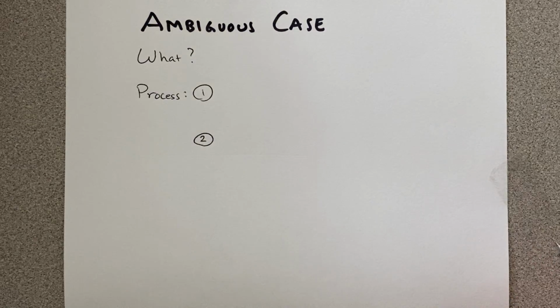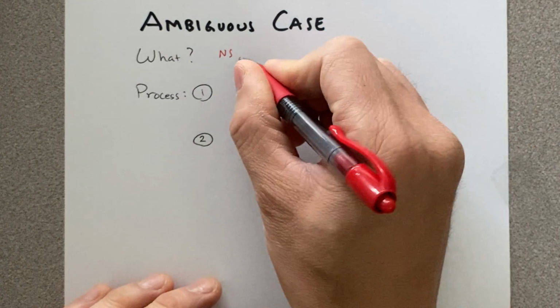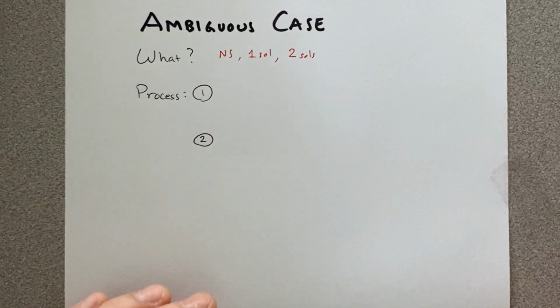What is the ambiguous case? The ambiguous case basically means you could have possibly no solution to your answers. You could have one solution, or you could possibly have two solutions to your answers.